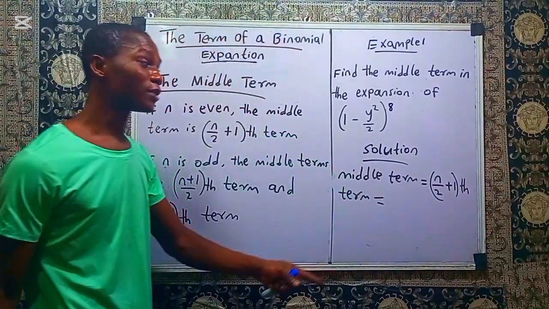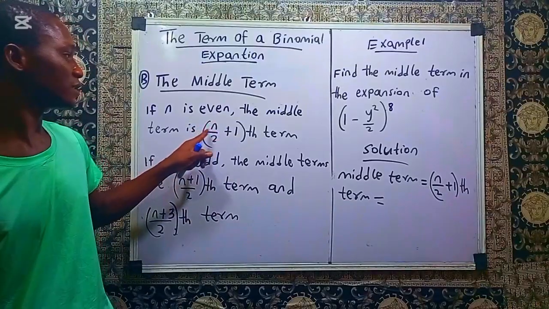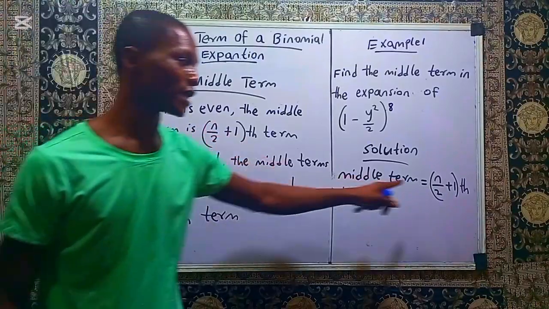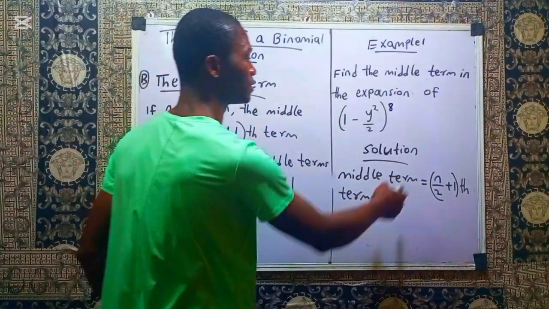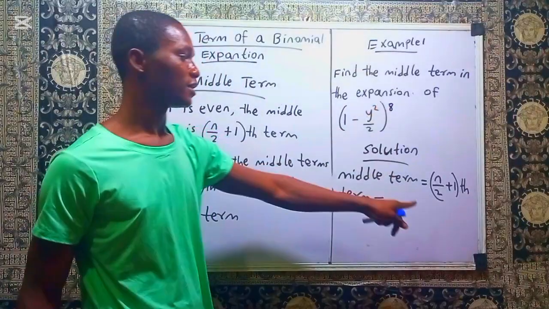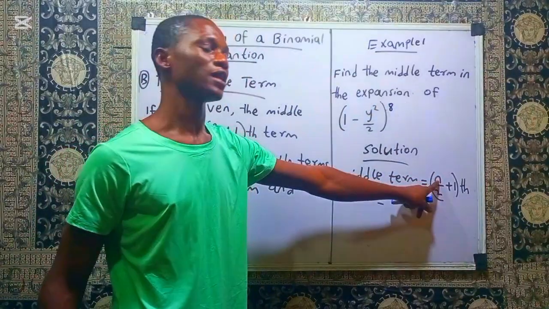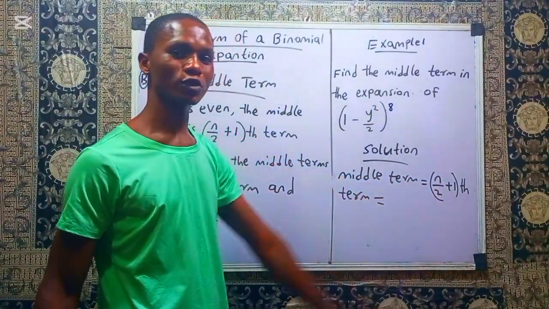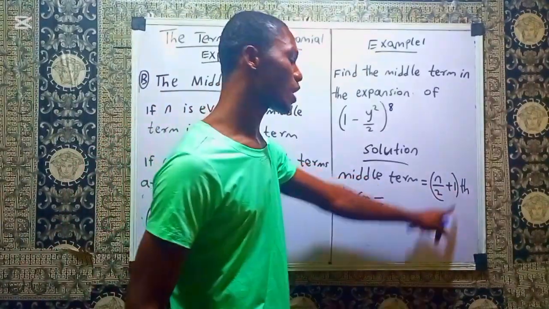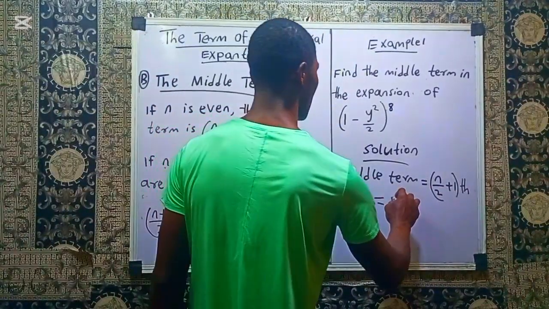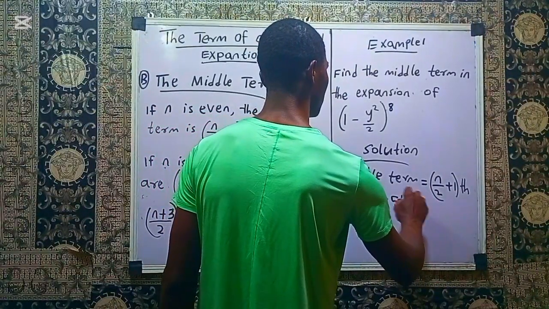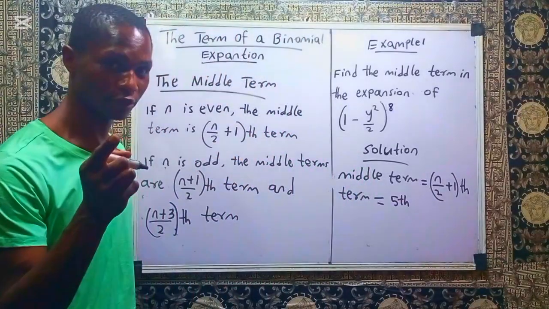So I have written that formula here. The middle term is given by the n divided by 2 plus 1 term, right? So what is n? n is 8. If I put 8 here and divide it by 2, I'm going to get 4. Then plus 1, I'm going to get 5. So we are looking at the fifth term. The fifth term will be the middle term.